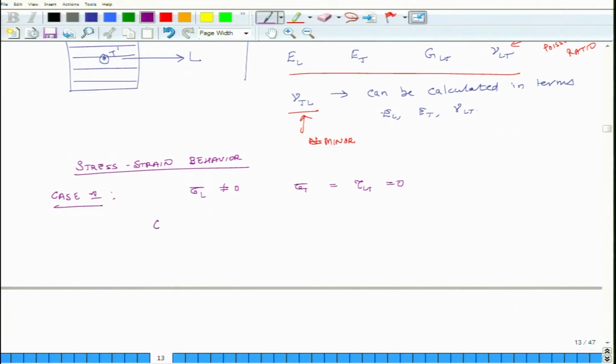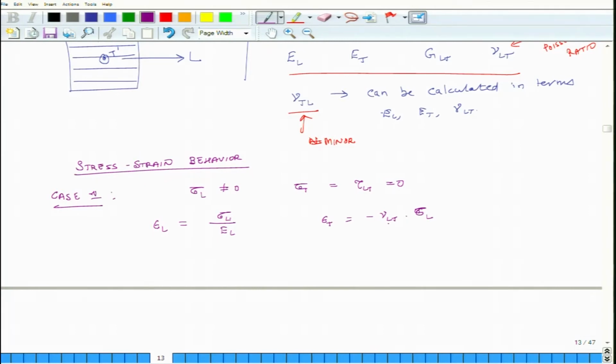In that case, epsilon L is what? Sigma L divided by EL. This is how we have defined EL. And because the thing becomes a little longer, it will also become slimmer because of the Poisson's effect. So, the transverse strain epsilon T will be what? It will be minus mu LT times epsilon L. Why is it mu LT?